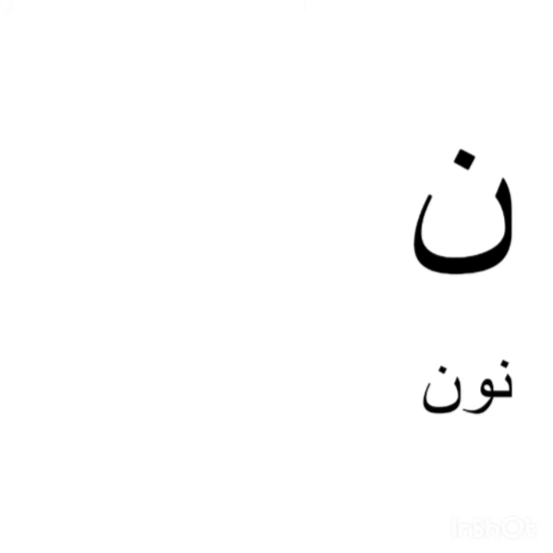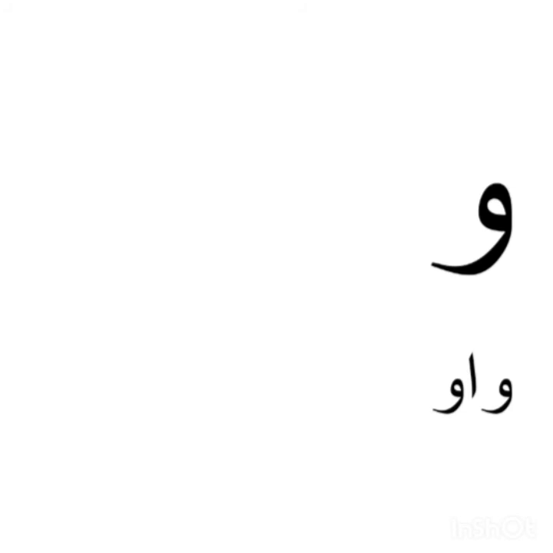Now we only have 4 letters left. This is nun. It sounds like n, na, ne, no. For example, namak, which means salt. This letter you already know. This is vav, and it sounds like V in English. Be careful. Don't pronounce it like we. We don't have that in Persian. It's always pronounced v.